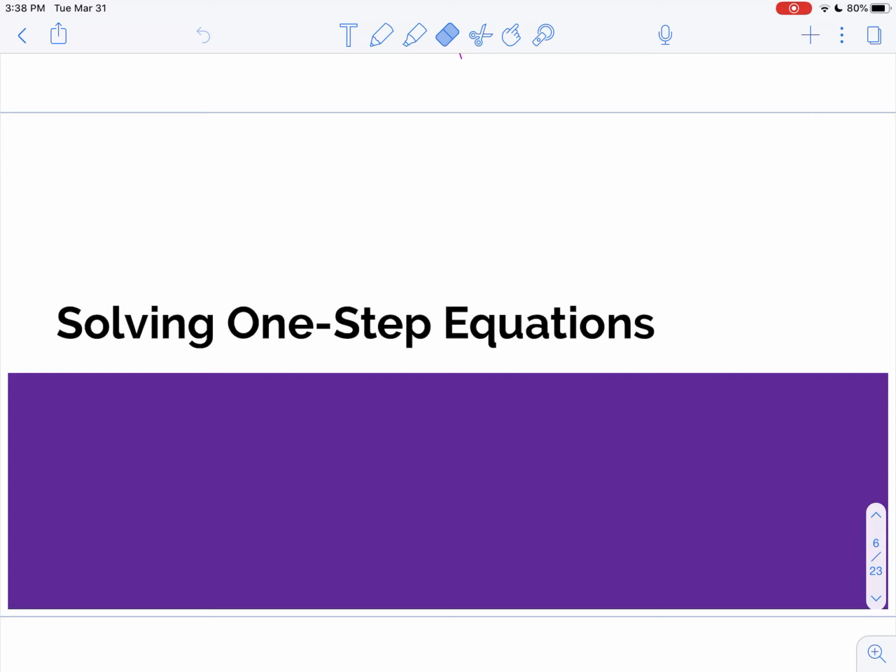It's actually not a 6th grade standard, so I won't test you on it. But if you want to challenge yourself, it is a 7th grade standard, and it's there for you to preview and kind of work through if you are up for the challenge.